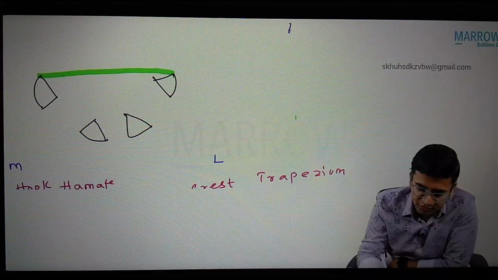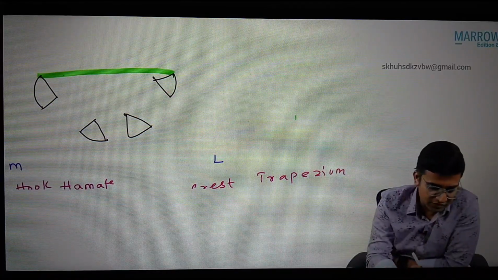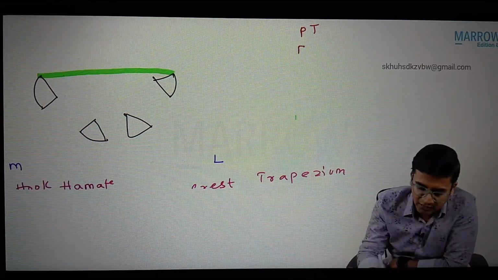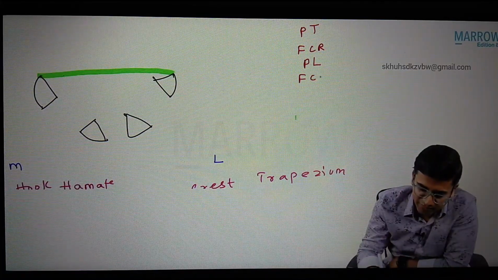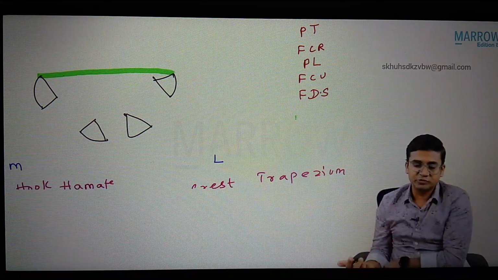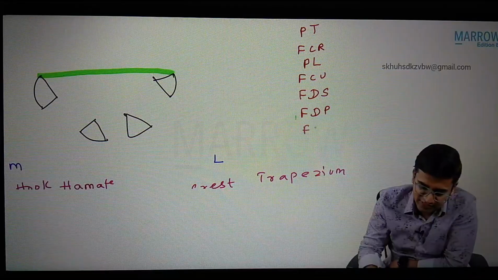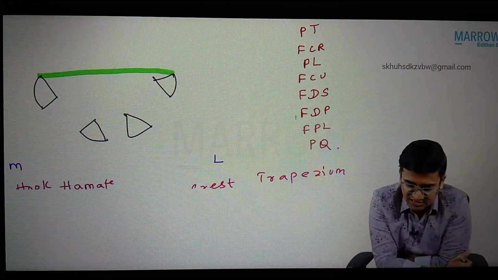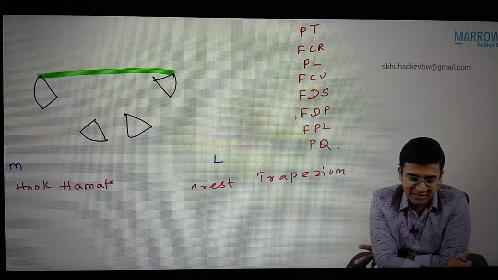In the superficial group, we have pronator teres. So by the side you can write. In the superficial group, we have pronator teres muscle, and then flexor carpi radialis, palmaris longus, flexor carpi ulnaris, flexor digitorum superficialis. In the deep group, flexor digitorum profundus, flexor pollicis longus, and pronator quadratus. So these are the muscles in the flexor compartment of forearm. Now what are the tendons passing above and below?